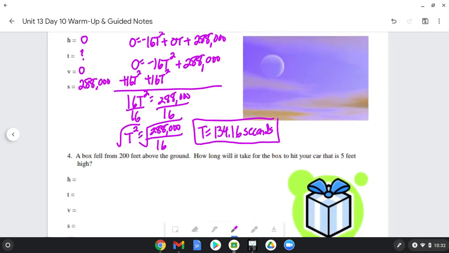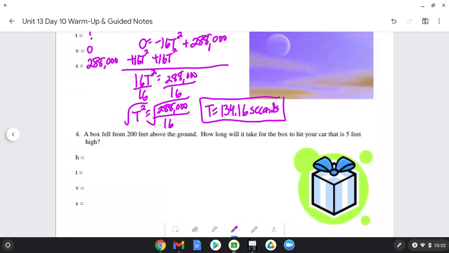And the last one talks about a box falling from 200 feet. So my ending height's 0 because it's asking, oh, never mind. It says, how long will it take to hit your car, which is 5 feet high? So my ending height's 5. My time, I don't know. It's not a thrown object because there's no velocity. So that's 0. And then it's 200 for my starting height. So now I'd have 5 for my ending height is equal to negative 16t squared plus 0t plus 200.